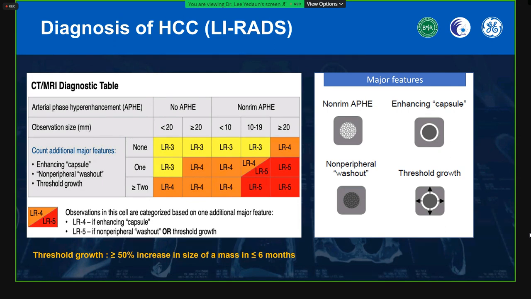LR-4 have high probability but not 100% certainty of being HCC. The probability of being HCC approaches 75 to 80%. LR-5 have 100% certainty of being HCC. 95% of LR-5 are HCC and 97% are malignant.